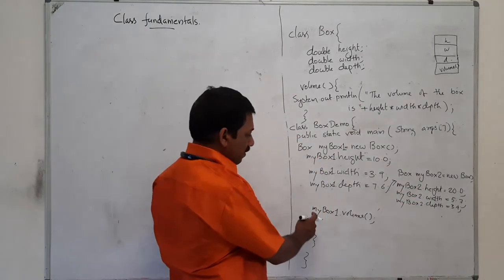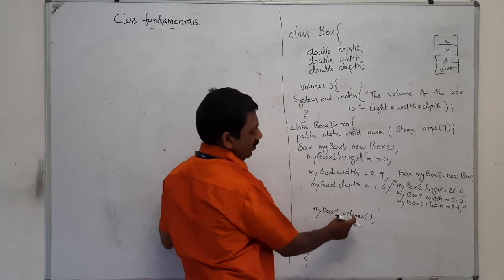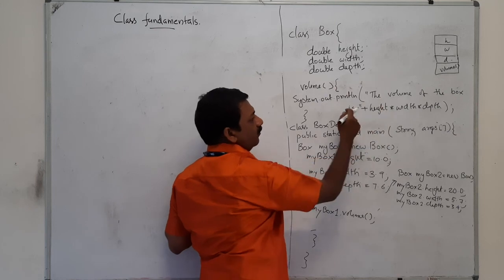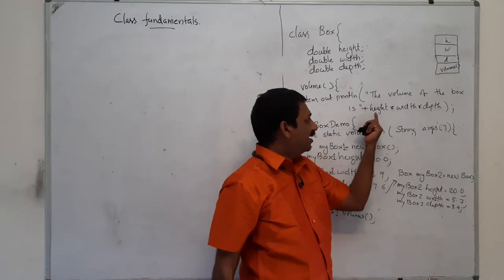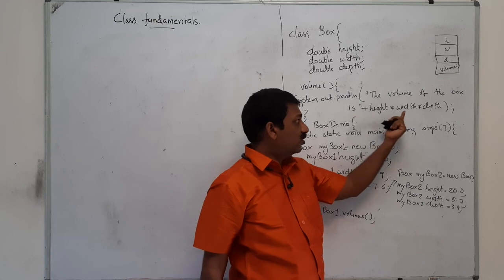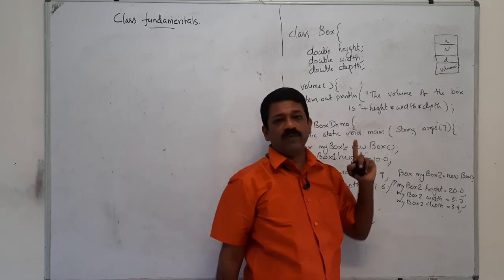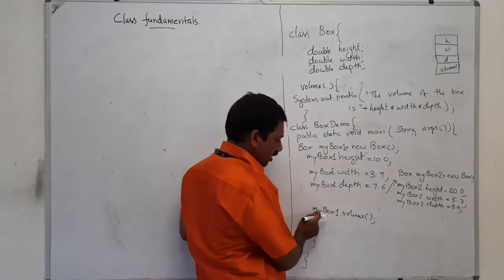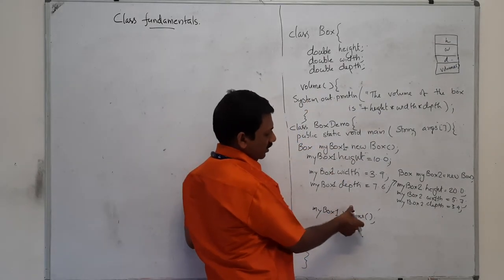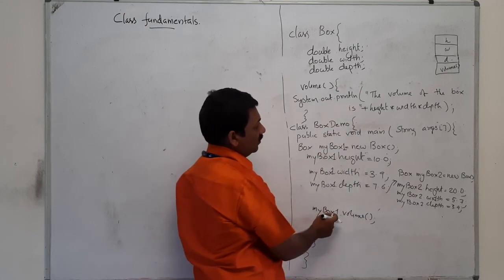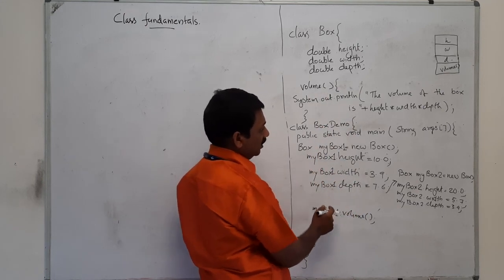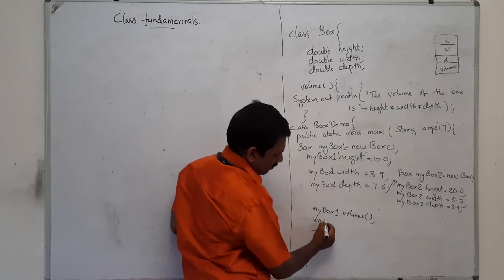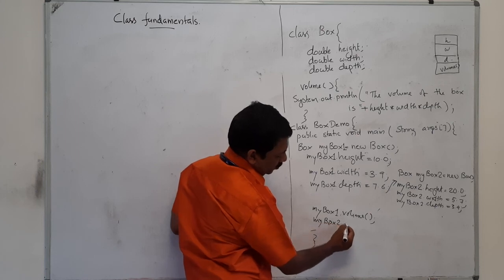So when my box 1 dot volume is called, what will happen? That volume method is executed. The volume of the box is the height of my box 1 into width of my box 1 into depth of my box 1. That means the object which is referenced. When that volume method is called, height into width into depth of my box 1 is calculated and printed. After that we are going to have my box 2 dot volume.